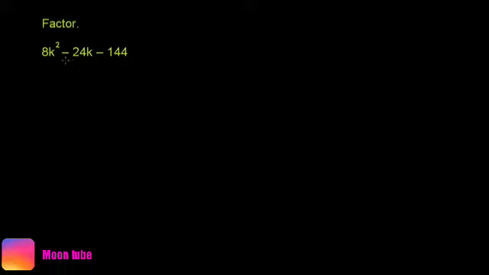Factor 8k squared minus 24k minus 144. Now, the first thing we can do here, just eyeballing each of these terms, if we want to simplify it a good bit, is all of these terms are divisible by 8. Clearly, 8k squared is divisible by 8. 24 is divisible by 8. And 144, it might not be as obvious, but it looks like it is.